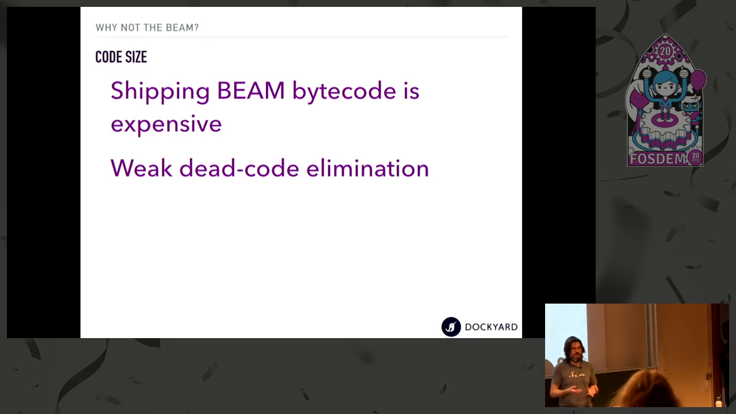So one way we could do this, and what even JS can do now, is dead code elimination through what JS people call tree shaking. But Beam files aren't really set up for tree shaking because we want to be able to do hot code reloading. And so there's no real way to set up to tree shake or to do dead code elimination.